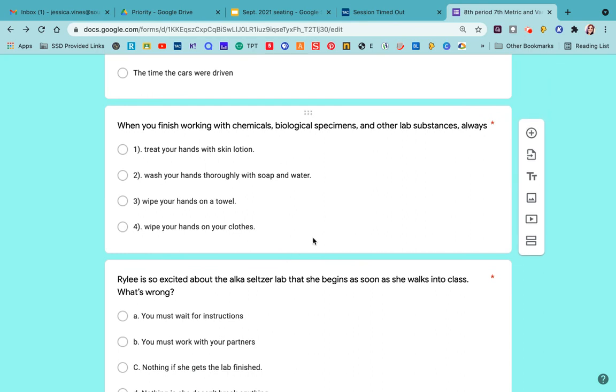When you finish working with chemicals, biological specimens, which means animals in jars, and other lab substances, always treat your hands with skin lotion, wash your hands thoroughly with soap and water, wipe your hands on a towel, or wipe your hands on clothes.